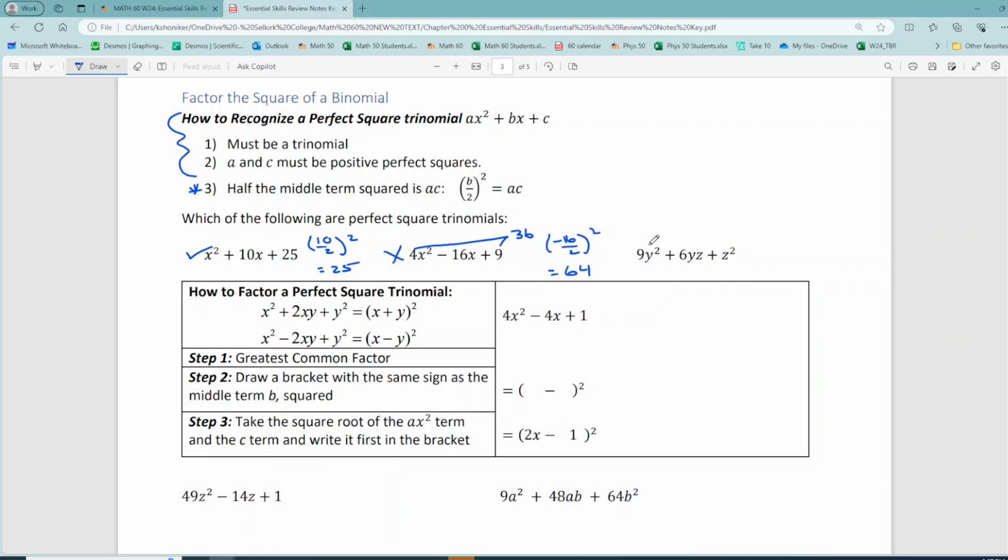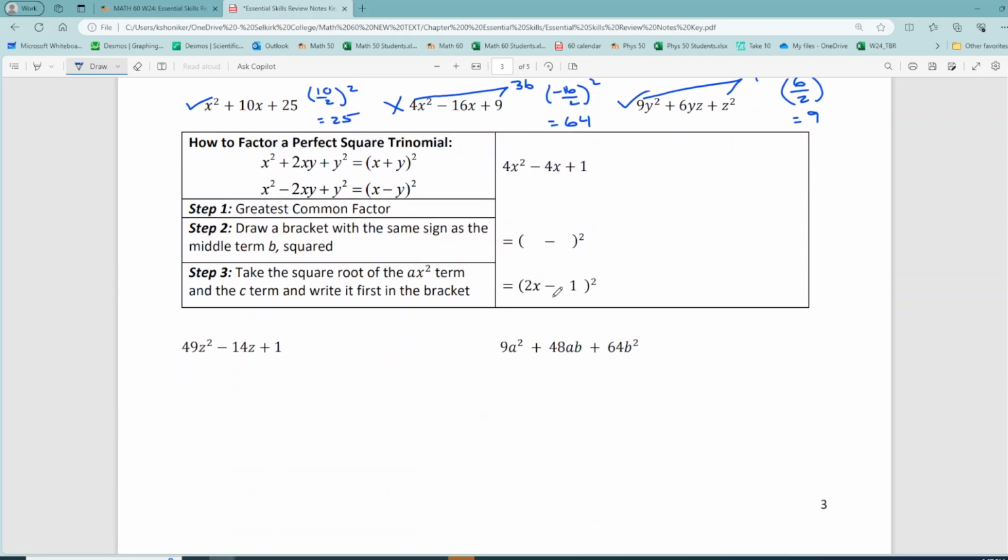This third one, again, I can just check AC first. So AC is 9. I'm going to take half my middle term and I'm going to square it and see if it's 9. Yay, it is. So that's the first step. First step is recognizing something's a perfect square trinomial. And if you don't, stress. Just factor it as a trinomial and you'll get the same answer. If you do recognize it's a perfect square trinomial, the factoring is so fast.